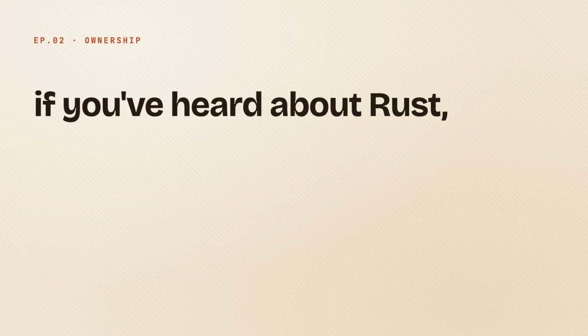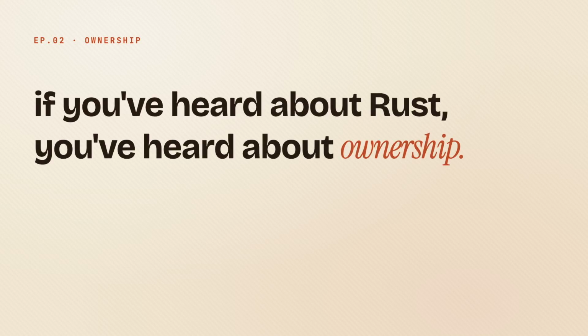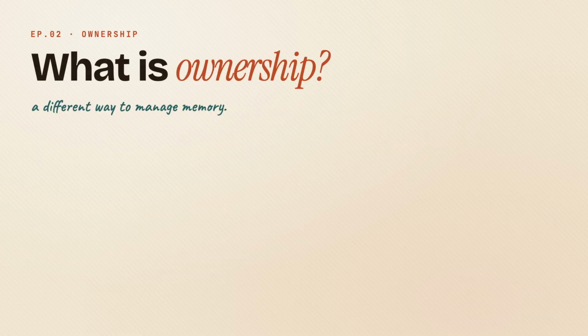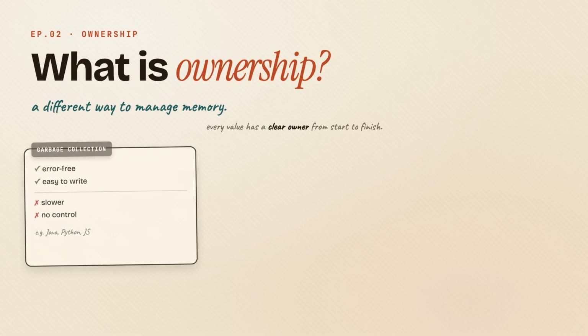If you have heard about Rust, you have definitely heard about ownership. Everything we do today with Rust flows from this one idea. Before we dive into what ownership is, we need to understand what this is. Well, ownership is a different way to manage memory. It's how Rust manages memory. Every value has a clear owner.